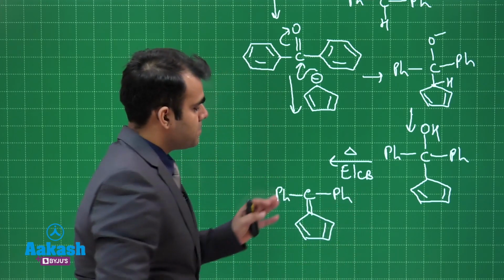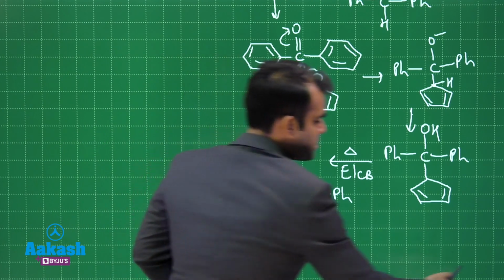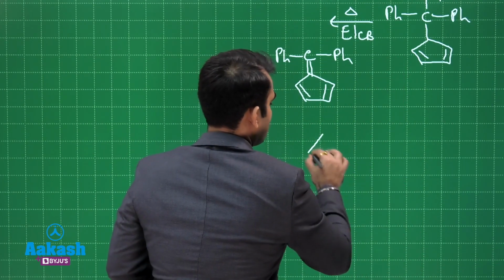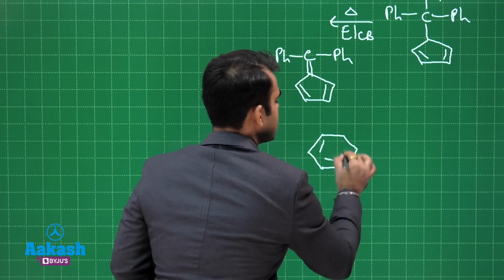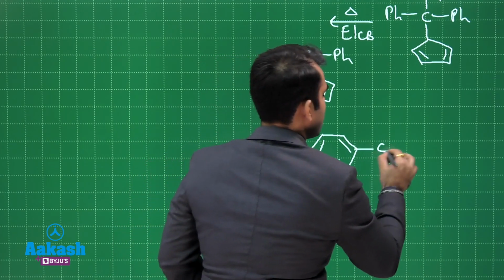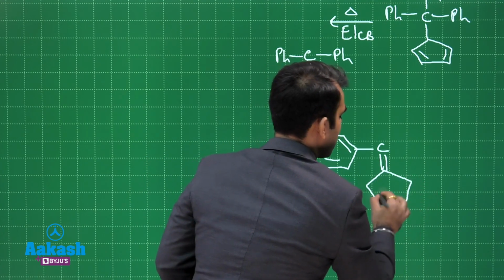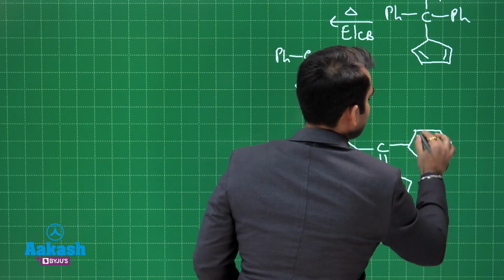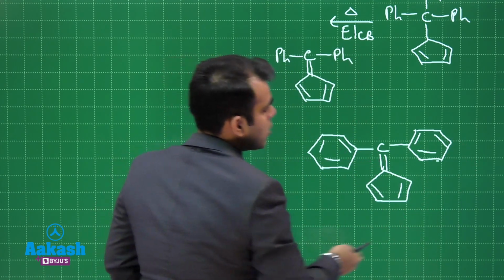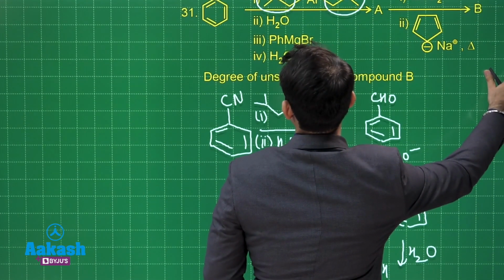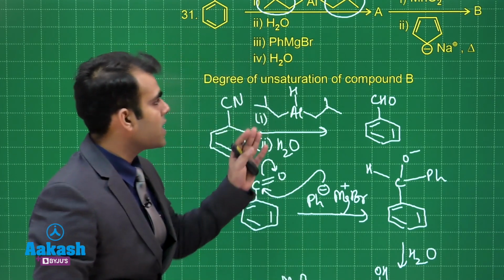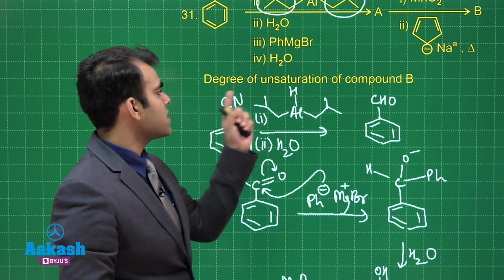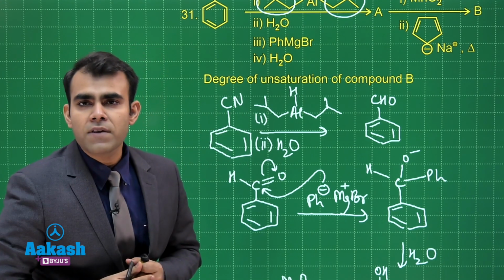Now if I draw the structure, it looks something like this. We have a phenyl group, C double bond C, here we have 5-membered ring and again a phenyl ring. Now the question is asking for the degree of unsaturation in the compound B. So my compound B is the final product and the question is asking for its degree of unsaturation.